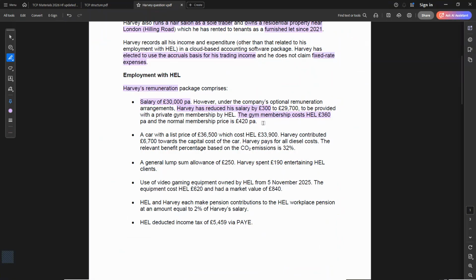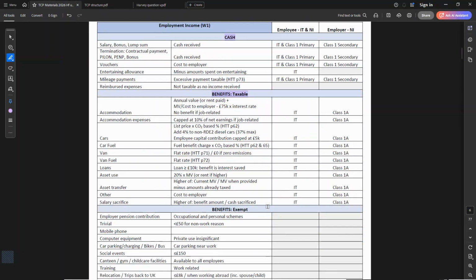We're told a number of different points here. So we're told that Harvey has reduced his salary by £300. The gym membership costs HEL £360 per annum, and the normal membership price is £420. So the question here is, which amount is the benefit for Harvey? In the employment income class, we looked at how the benefits apply here, and where it doesn't fall into any of these categories here, which this one doesn't, this will be other. So where there's another benefit, the taxable amount is the cost to the employer.